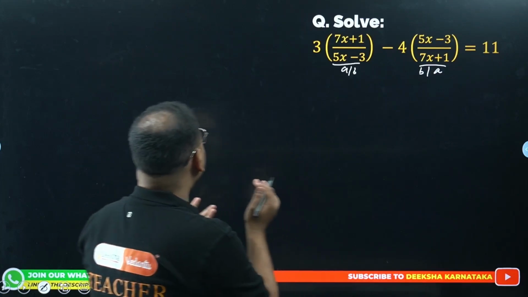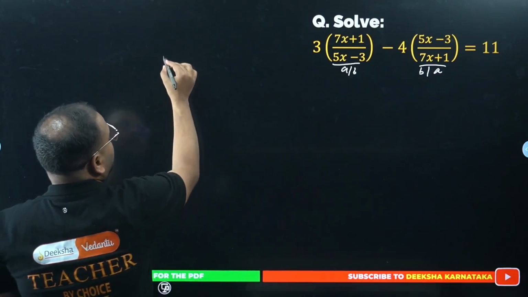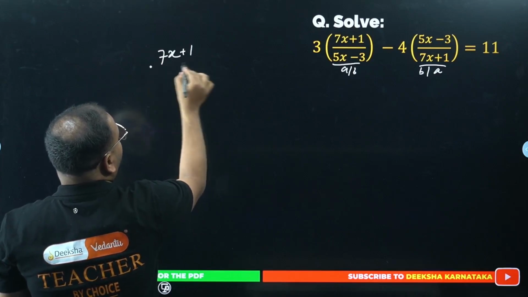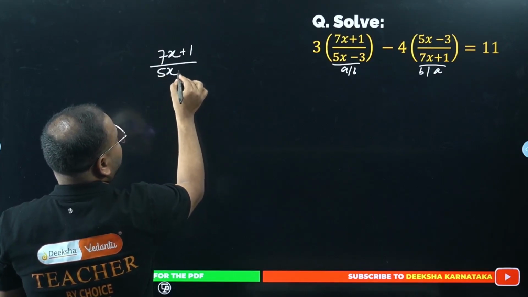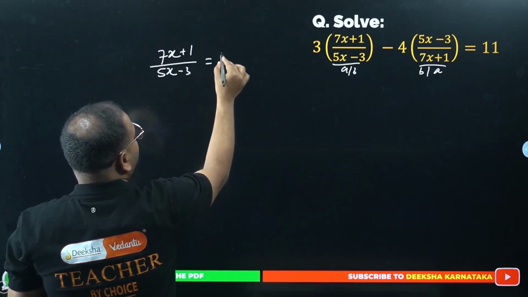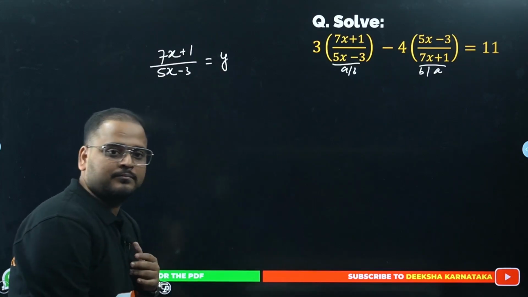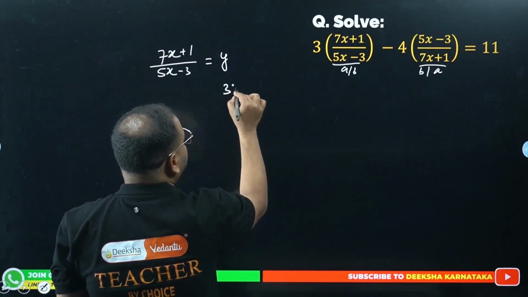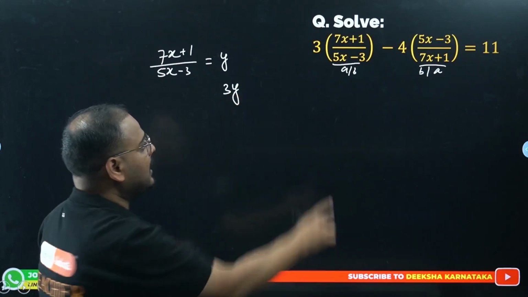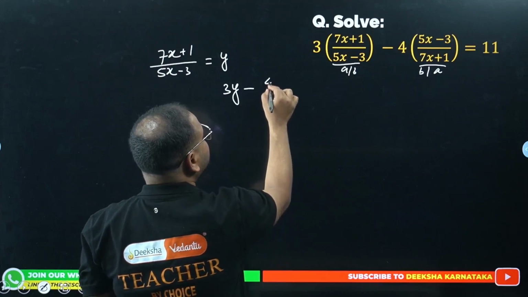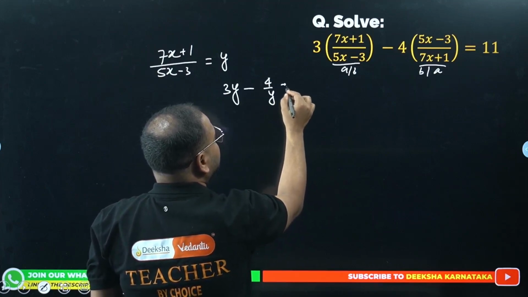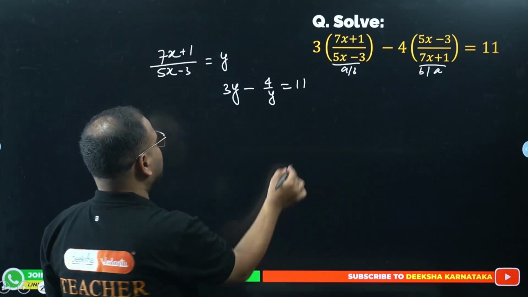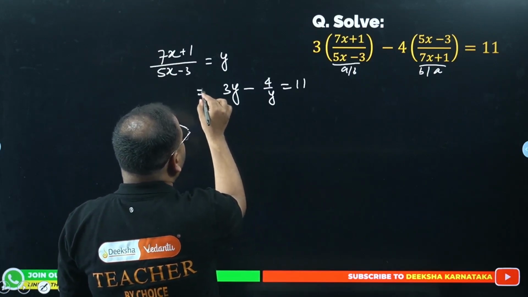Okay, so let me assume 7x plus 1 upon 5x minus 3 equal to y, and see the magic. So this will become 3y, that will become minus 4 upon y equal to 11. So not a quadratic equation? Come on, it is a quadratic equation. Simplify it.